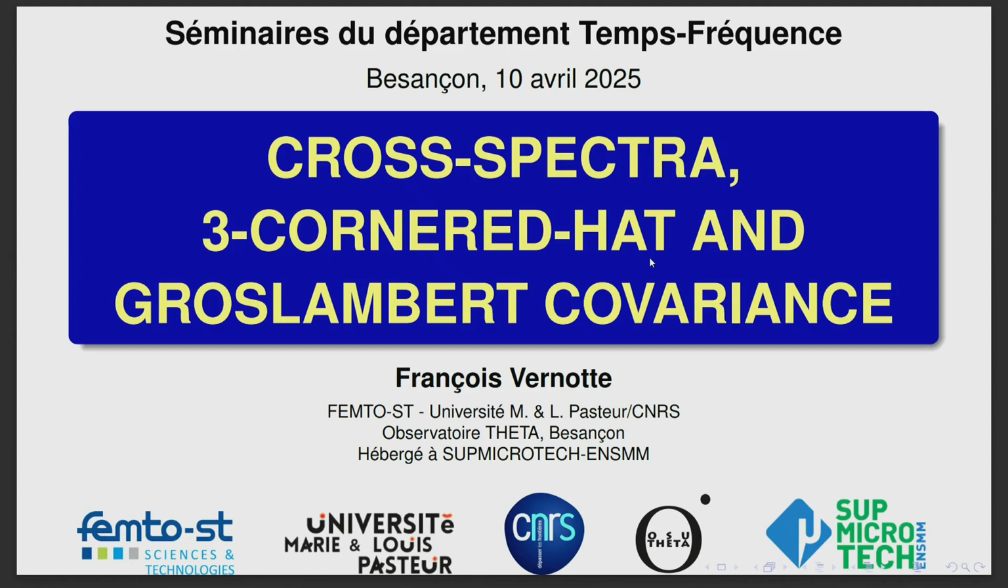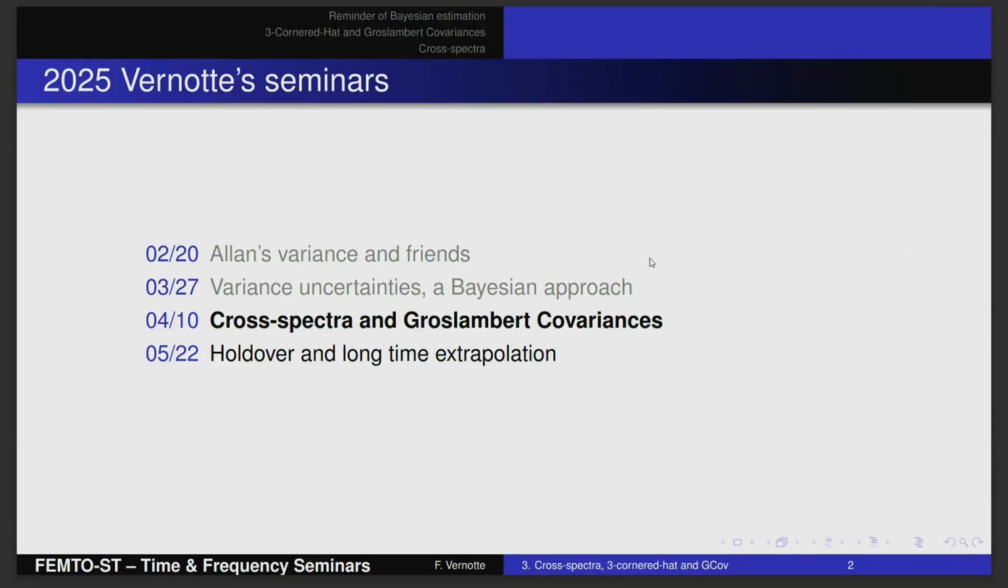Today we deal with cross-spectra, three-corner hat, and Groslambert covariance. In my latest seminar, I introduced the Bayesian approach in order to measure uncertainties and variance, and I will try to illustrate that with other problems. The problems I will illustrate are first Groslambert covariance, and second cross-spectra.